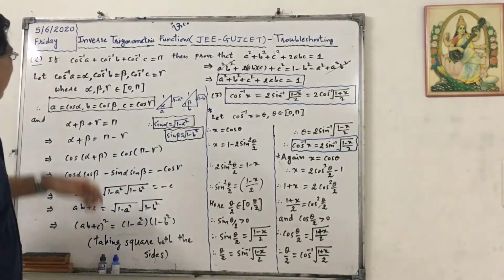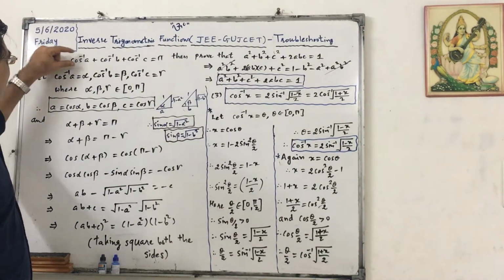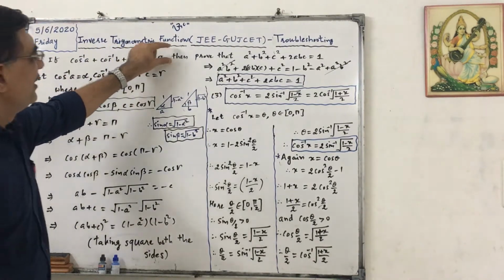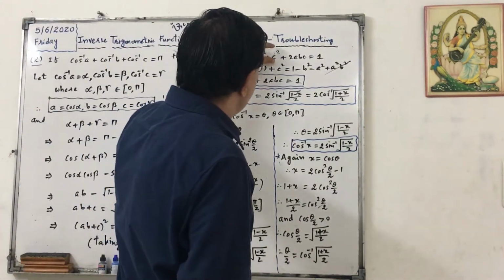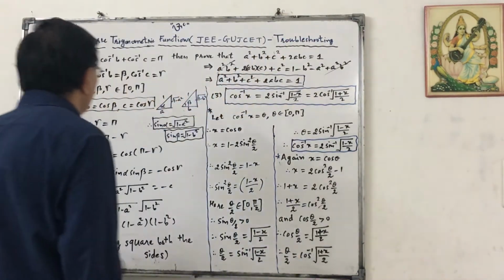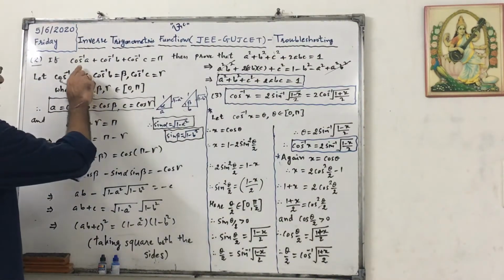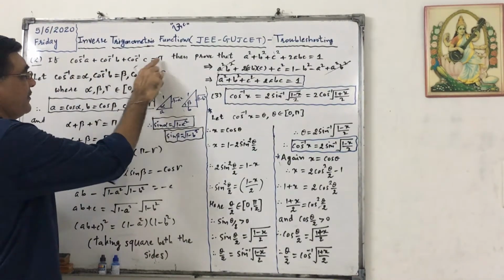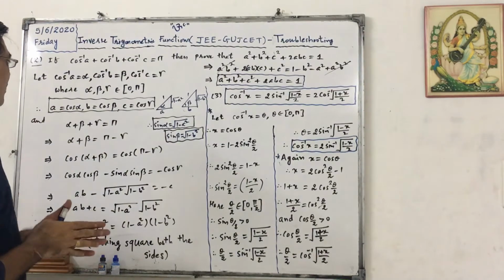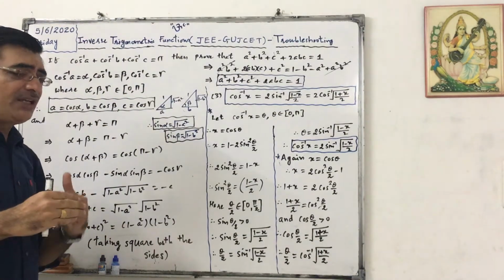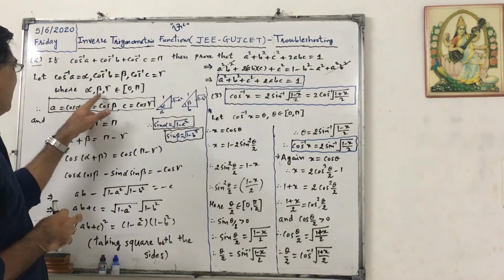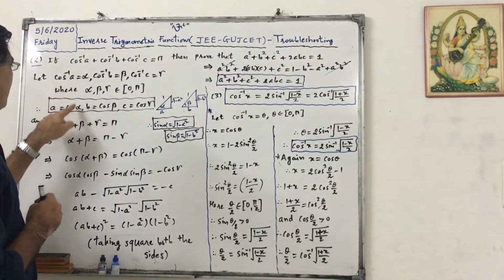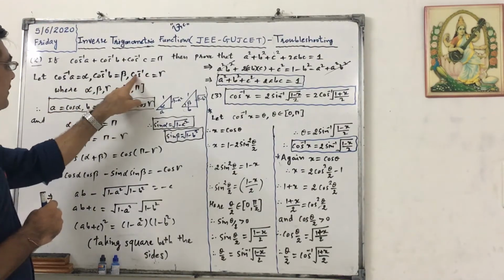Okay. The second problem: if cos inverse A plus cos inverse B plus cos inverse C equals pi, then prove that A square plus B square plus C square plus 2ABC equals 1. Let us assume that cos inverse A equals alpha, cos inverse B equals beta, cos inverse C equals gamma. We know that alpha, beta and gamma must be in the range of cos inverse, so alpha, beta, gamma belong to the closed interval 0 to pi. Here we can say A equals cos alpha, B equals cos beta, C equals cos gamma.